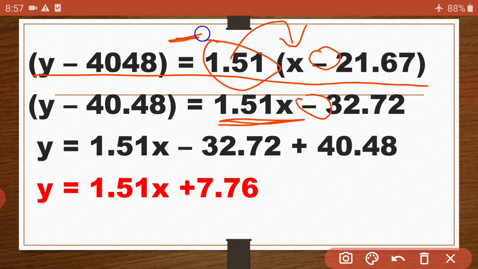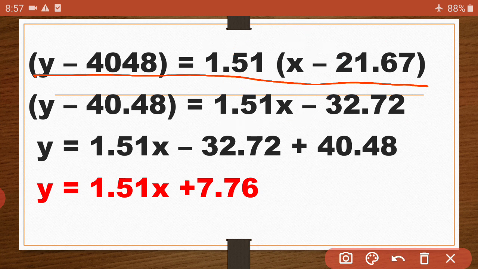Suppose 1.51 is negative, then minus times plus. Okay, but here it is minus. Then 1.51 multiplied by 21.67, you get the answer 32.72. Okay, so 32.72 is your multiplication answer.